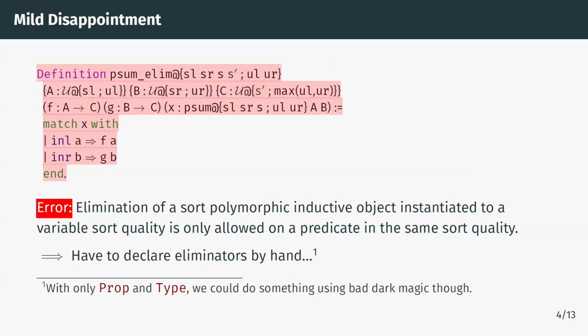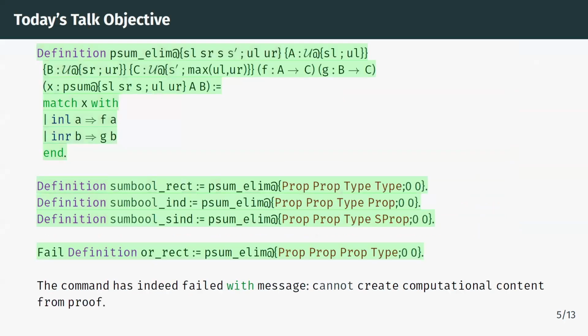And now we have to declare all the eliminators, sorry, by hand. So it's arguably kind of worse, right? And today, in this talk, I want this kind of thing to actually compile. So this is the end goal, except the last one, because it will mean it's inconsistent. So we don't want that.